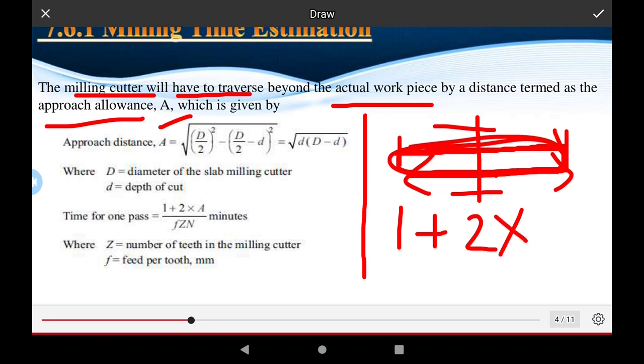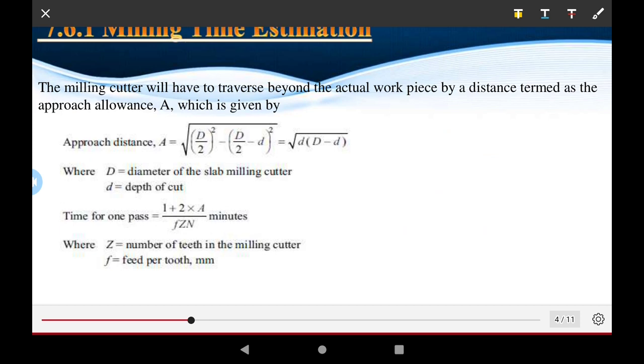Divided by f, where f is the feed rate, and z is the number of teeth in the milling cutter, and N is the rotational speed of the tool in rpm, with feed per tooth in mm. This formula is the most important one for estimating the time required for milling operations, and f is the feed per tooth in mm.